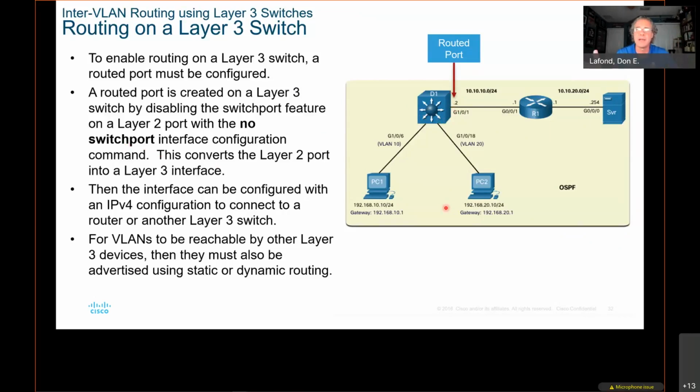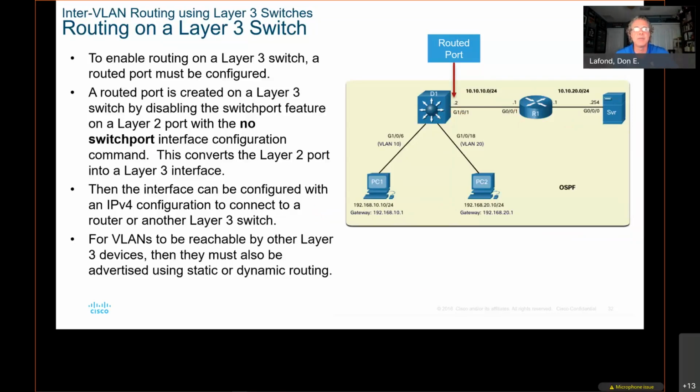Now that only works on smart switches, right? It has to be a layer 3 switch. You can't do that on a layer 2. It won't understand that command. Then the interface can be configured with an IPv4 address to connect to a router or another layer 3 switch port and then out to the internet.